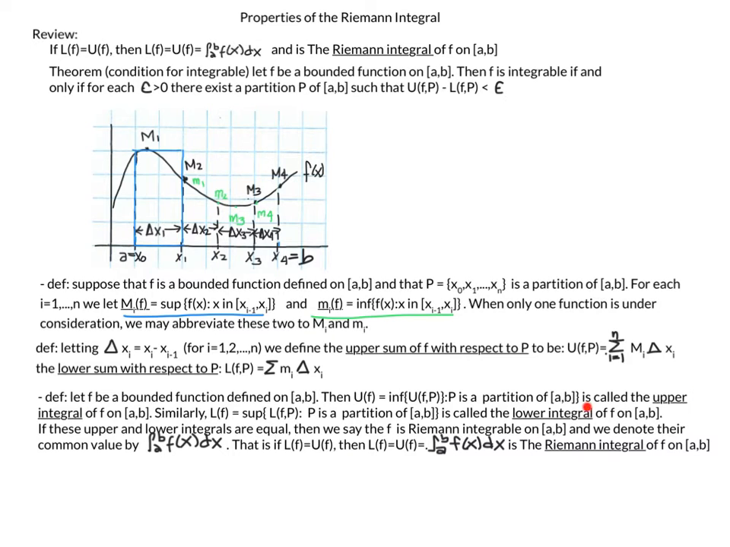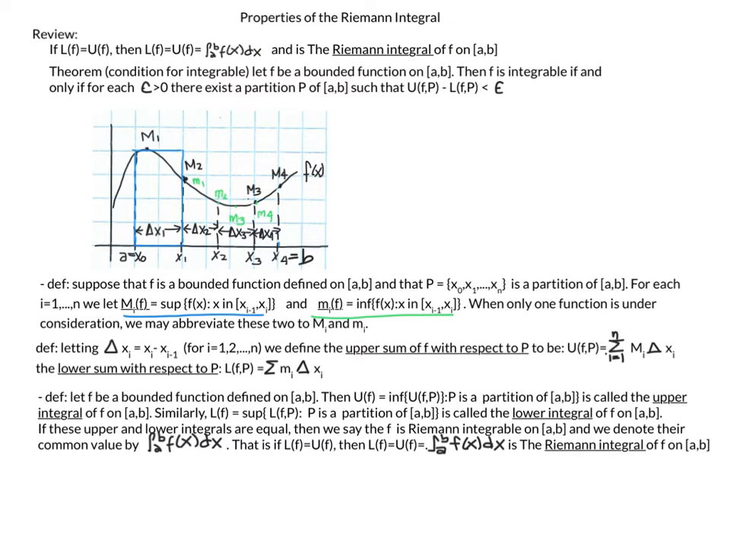Similarly, the lower integral is if you look at all the lower sums and you take the sup. Here it is, L(f) is the sup of all the lower sums with respect to all the different partitions of [a,b]. So if these two are equal, the lower integral and the upper integral are equal, then their common value is denoted with this normal integral notation, and it is called the Riemann integral.